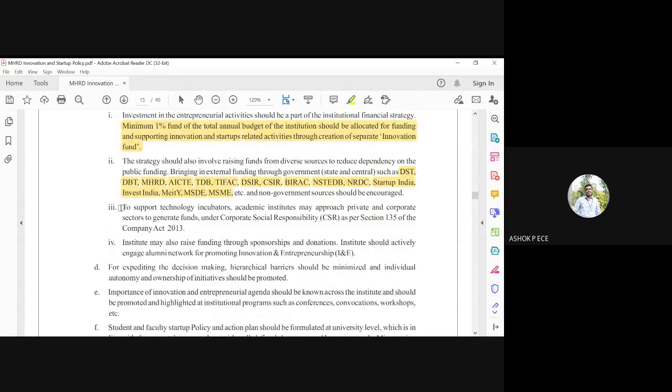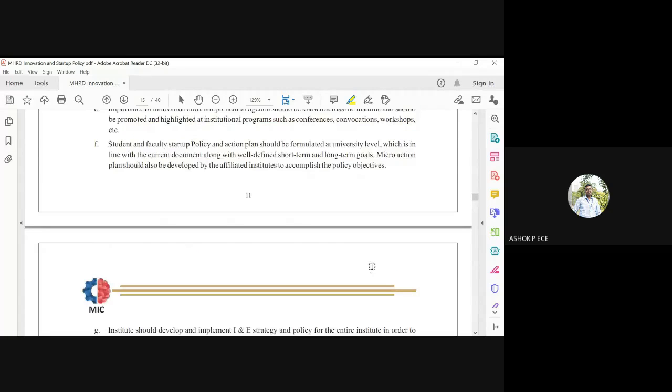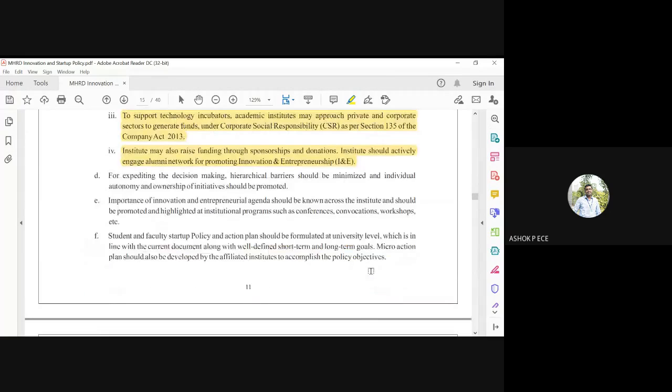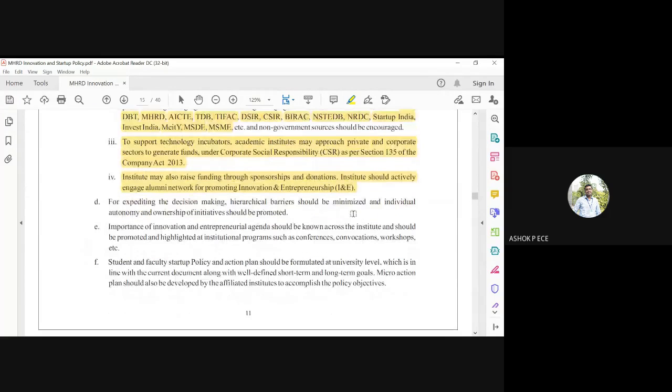To support technology incubators, academic institutions may approach private and corporate CSR. You have the CSR funds, right? You can even approach a company and ask them to donate their CSR funds to improve your startups. So you have to approach them and ask. The institute may also raise funding through sponsorships and donations. The institute should actively engage in alumni networks. Alumni may be working in highly reputed organizations, so the institute should see that the help of alumni is taken for sponsorships and donations.